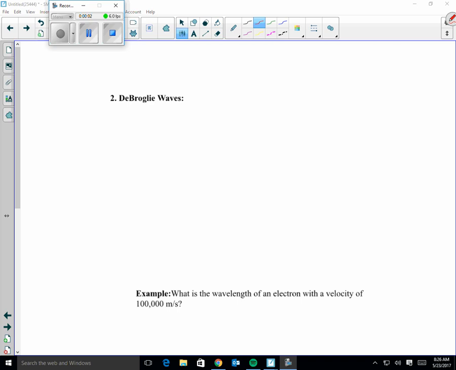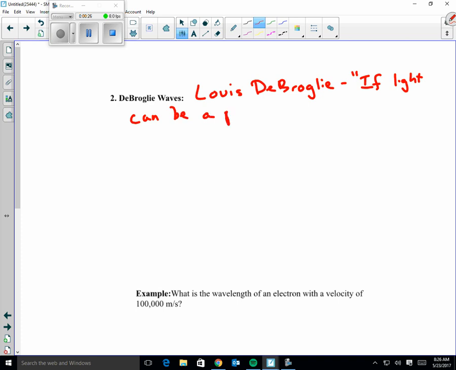The next part of our modern unit is going to be de Broglie. Louis de Broglie was a French graduate student. He had this crazy idea for his doctoral thesis. It was this: if light can be a particle, can particles like electrons be waves?